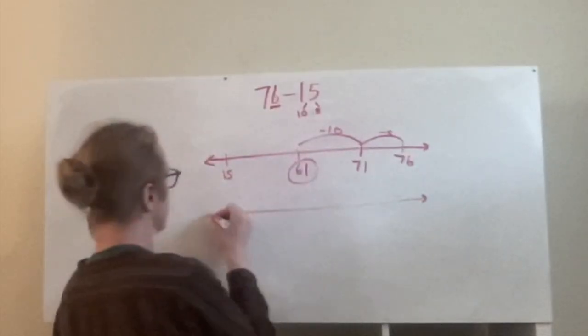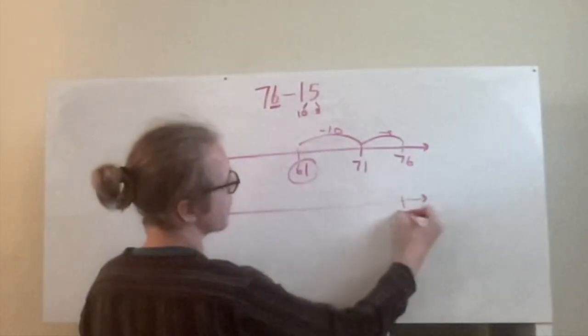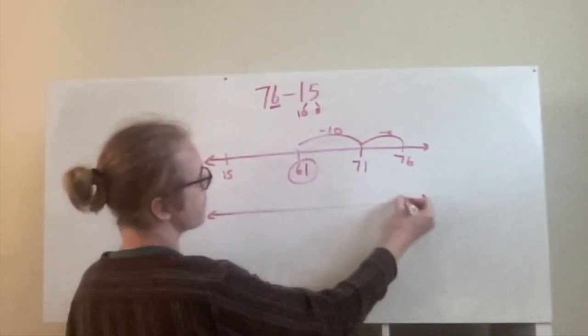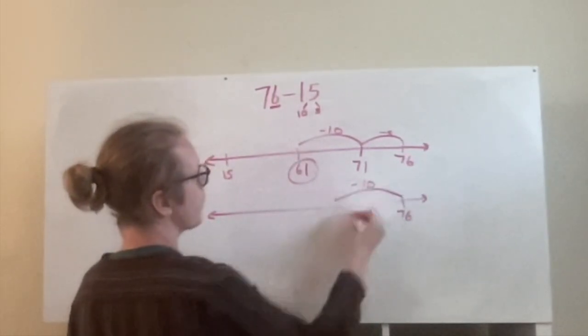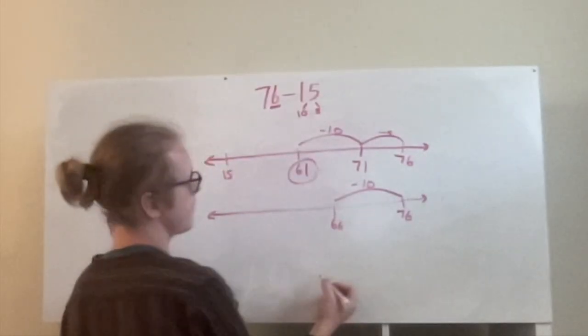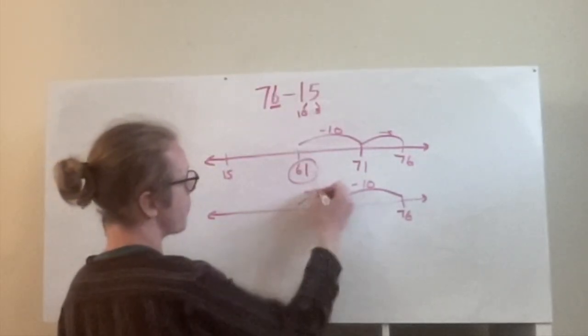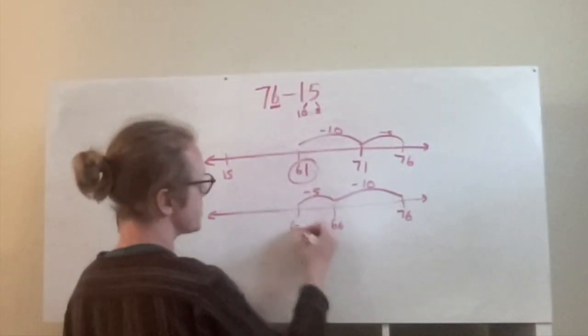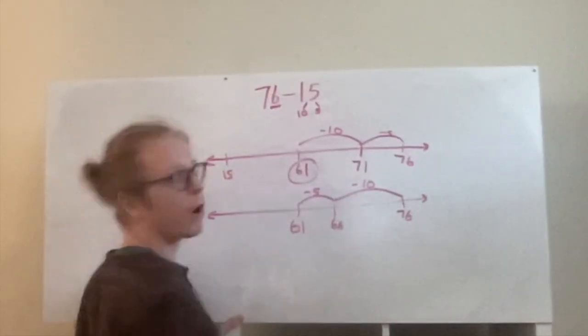Again, the order that I subtract these in doesn't matter. I could start here at 76 and first do minus 10. Where would that get me to? Well, instead of 76, 66. Now from there, I still have 5 more. Gets me to 61.